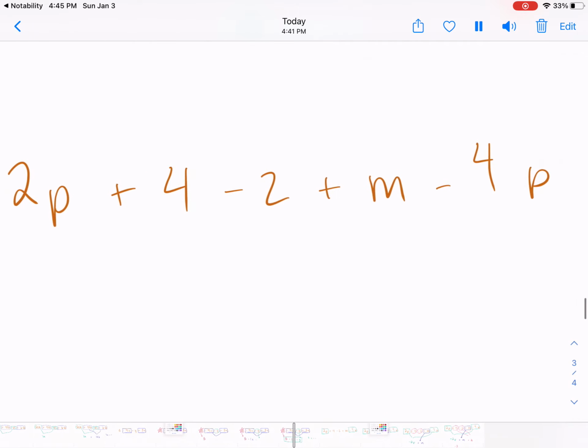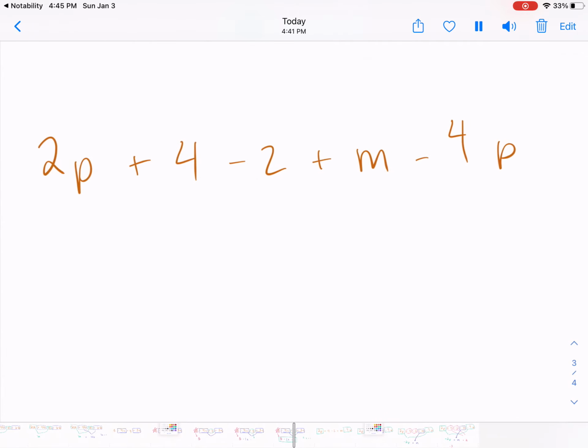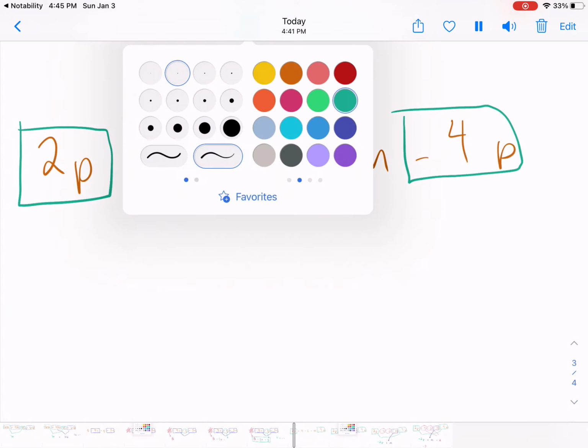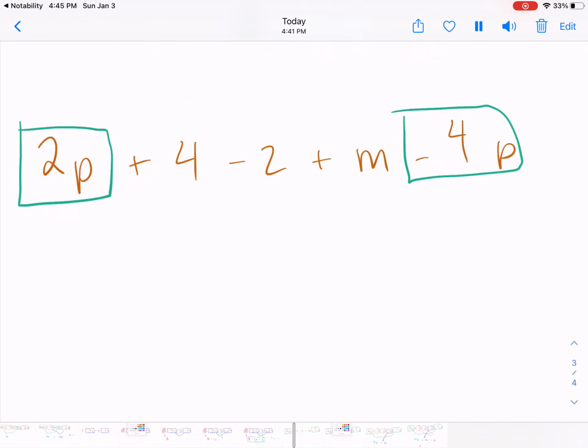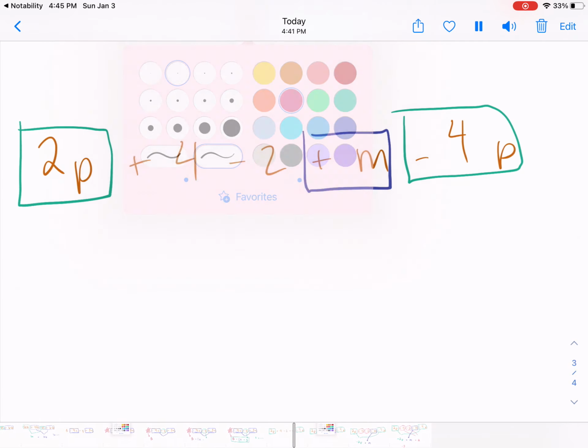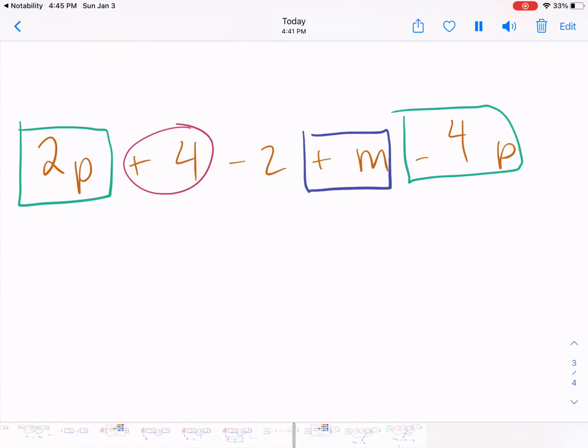Let's try one more. We got a p and we got an m. So 2p, and then my other p is all the way over here. I have a negative 4p. Okay, then I see an m. So m is just by itself. It's a positive m. And then I have 2 constants. I have positive 4 and negative 2.